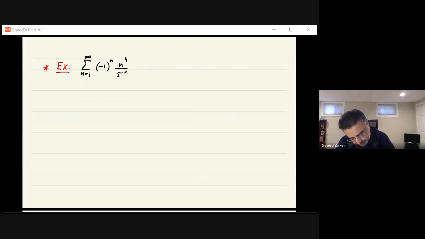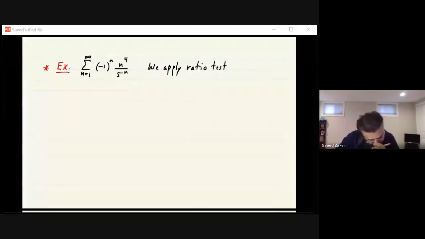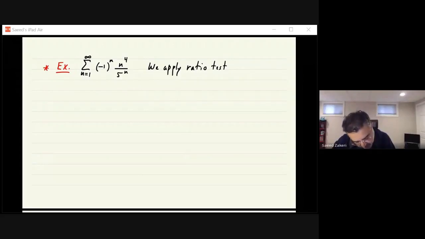So let's see. So we apply the ratio test. Usually the ratio test is the simplest, the most convenient, most straightforward test, as we will see in the upcoming examples. So what is your an? This is your an, right? This is your an.